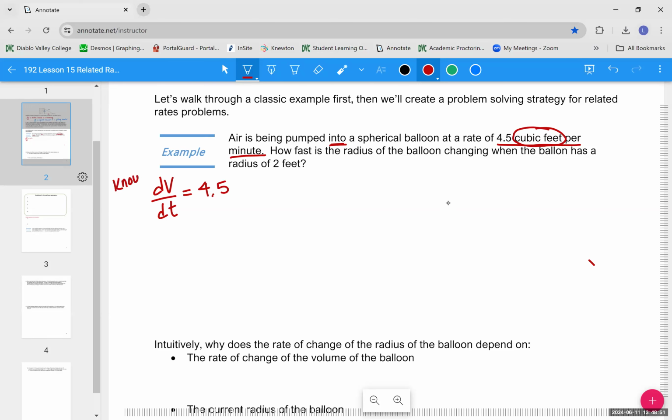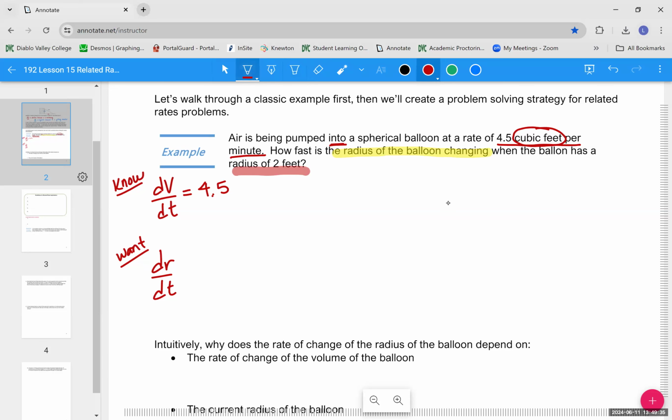So I'm going to write myself a little list of things that I know, and then I'm going to write myself a note about the thing that I'm looking for. What do I want? That helps you organize your information in these problems. So I know that dV/dt is 4.5. And the question is asking me how fast is the radius changing? So that seems to me that I want a dr/dt. And then it's giving me a snapshot moment when the balloon has a radius of 2 feet.